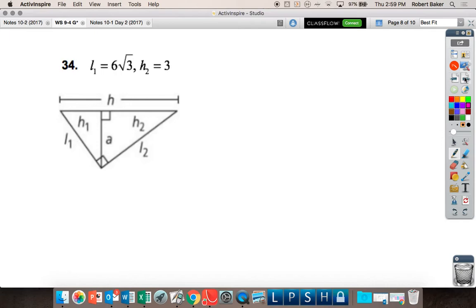So I'll label what you got. You have an L1, 6 square roots of 3. You have an H2, which is 3. So I'm going to step back a little bit and see if anybody has the wherewithal to figure out the first proportion.